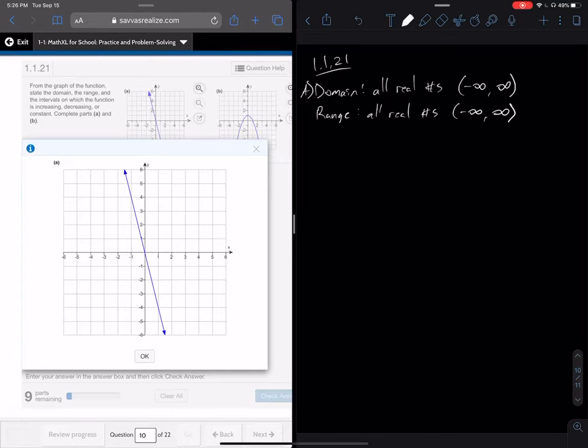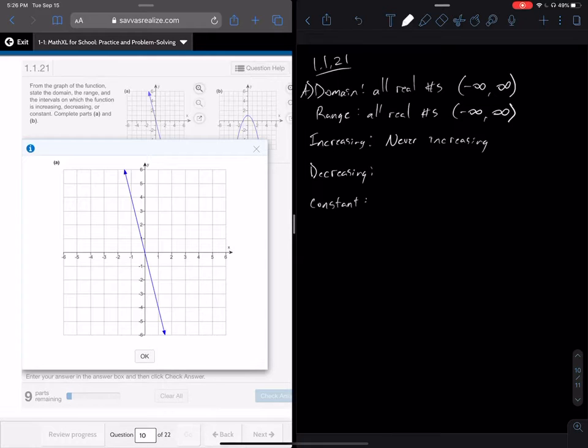Now, when is the function increasing? When is it decreasing? And when is it constant? All right, so increasing means when we're looking left to right, when is it going up? Well, if I'm reading left to right, my graph is not going up, right? It's decreasing. It has a negative slope. So when is it increasing? It's not, right? So it's never increasing.